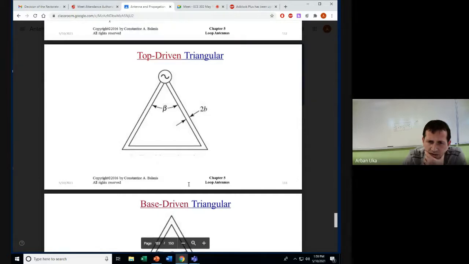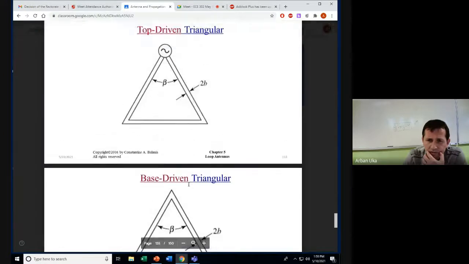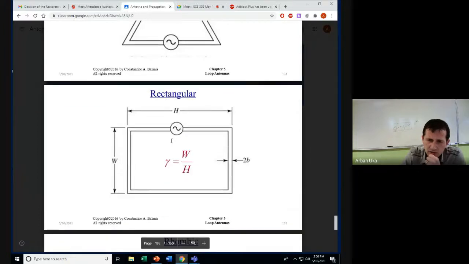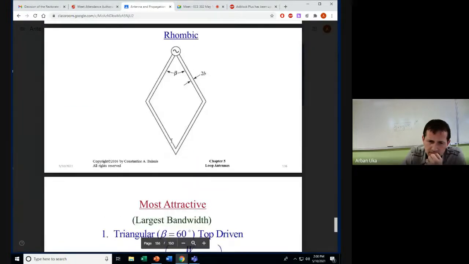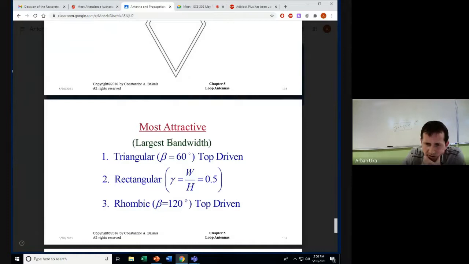We can have an antenna which has a triangular shape. It can also be top-driven triangular, where the generator is at the top, so you can see the generator. We denote it like an AC type, top-driven triangular antenna, base-driven triangular loop antenna. So the generator is at the bottom of the antenna. And then here we have a rectangular antenna. We have also a rhombic antenna, so all of these possibilities, but this says the most attractive ones are with the largest bandwidth. Apparently, they are the triangular, rectangular, and rhombic.